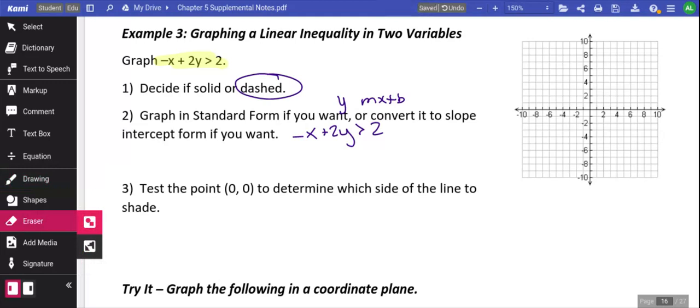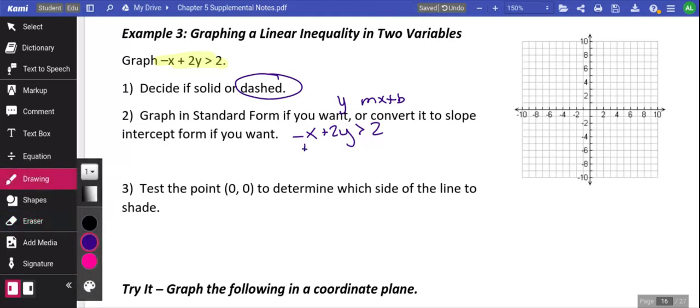Okay, but still the same concept. So I'm going to add x to both sides. Okay, so I get 2y is greater than x plus 2. I'm going to divide both sides here by 2. So I'll get y is greater than x divided by 2, that's like 1/2 x, and 2 divided by 2 is 1. Okay, so y is greater than 1/2 x plus 1.